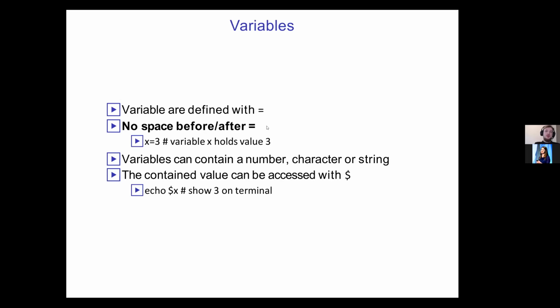Variables are defined with the equal sign. There can't be any spaces, which I know is different from other programming languages, where there can be spaces. We can access those variables with a dollar sign. So for example, if we specify that x equals 3 and we want to print out the value of x, we type echo space dollar sign x, and it will print out 3 in the terminal.